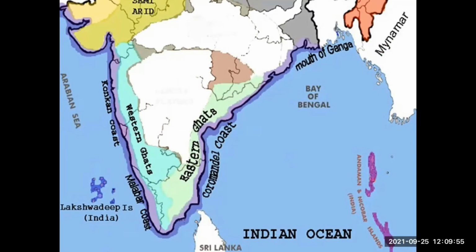These are narrow plains that run along the Arabian Sea in the west and the Bay of Bengal in the east, on the border of the Peninsular Plateau. The coastal plains are known as the Konkan Coast in the north and the Malabar Coast in the south.